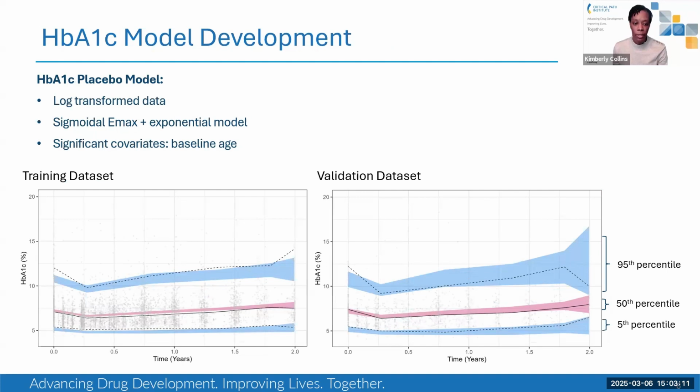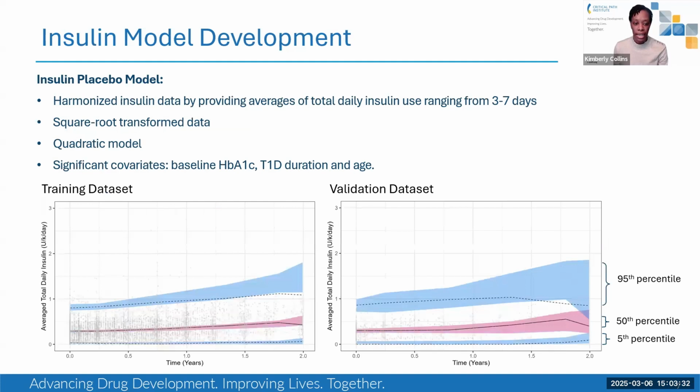The HbA1c model was best described using a combination of the sigmoidal Emax and exponential equation to account for natural disease progression and the initial dip and rebound in HbA1c observed within the first few months of diagnosis. HbA1c values were also log transformed, and only baseline age was observed to be a significant predictor of progression. Lastly, insulin use was best described using a quadratic model after data were harmonized into 3 to 7 day averages and square root transformed. Significant predictors for insulin use included baseline HbA1c, T1D duration at baseline, and age.